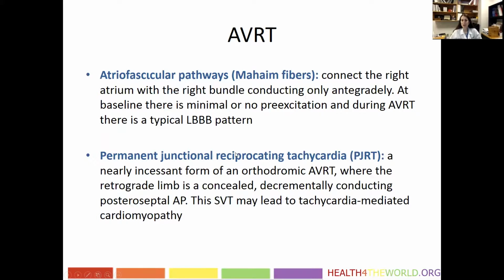And then there is this condition that it is good for everybody to know about. We call it PJRT, or permanent junctional reciprocating tachycardia, which is common actually in younger ages, infants, toddlers, young children. And the worrisome part about this is that, although the heart rhythm is not very fast, it can be incessant. So by the time the patient presents to us, they may have developed tachycardia-mediated cardiomyopathy. So it is very important to recognize it early.